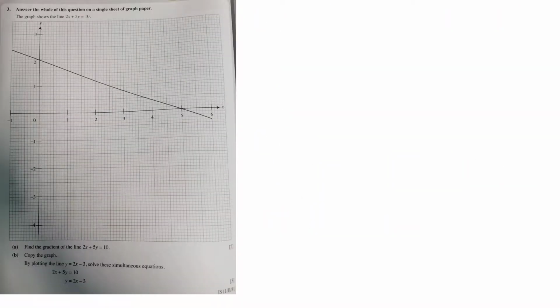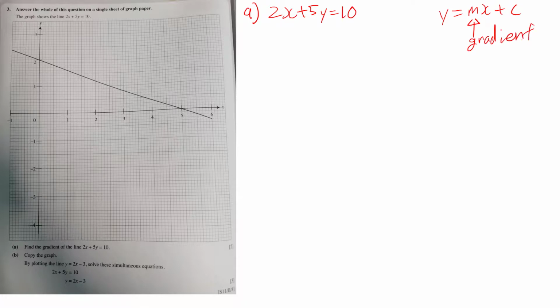Okay, last question. Find the gradient of the line 2x plus 5y is equal to 10. Now, remember the general equation: y is equal to mx plus c. m is the gradient. I only want y on the left hand side, so I move the 2x over. 5y is equal to negative 2x plus 10.